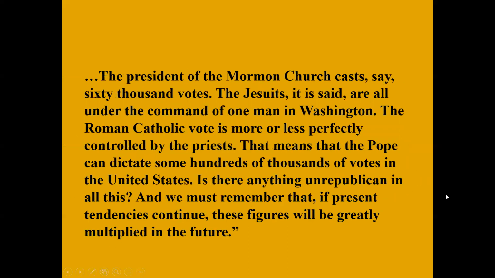It's long, I know. The president of the Mormon Church casts, say, 60,000 votes. The Jesuits, and this means the Society of Jesus, which is a religious order within the Roman Catholic Church, it is said, are all under the command of one man in Washington. The Roman Catholic vote is more or less perfectly controlled by the priests. That means that the Pope can dictate some hundreds of thousands of votes in the United States. Is there anything un-Republican in all this? And we must remember that if present tendencies continue, these figures will be greatly multiplied in the future.